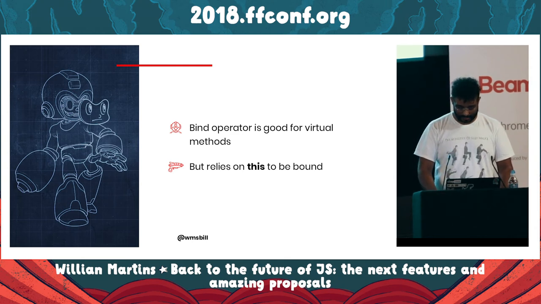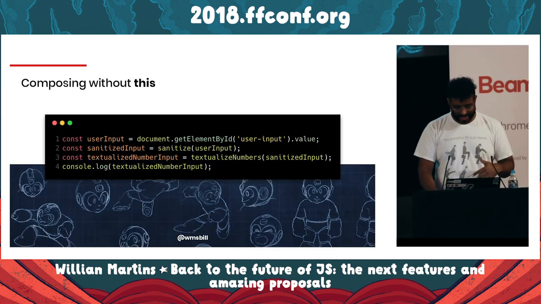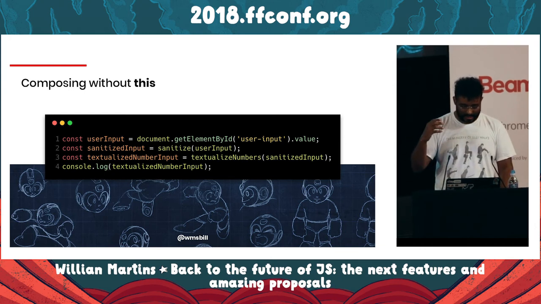So before I introduce the next proposal, I want to dig deeper into this use case. Let's suppose we have a manager, and this manager asks us to create a function that sanitizes an input value and takes all the digit numbers and transforms them into their textual representation. So usually this would be the piece of code we would write to make it readable. And because of that, we end up with a lot of these intermediary variables. It looks a little verbose because we are just using this variable to carry the value to the next one.